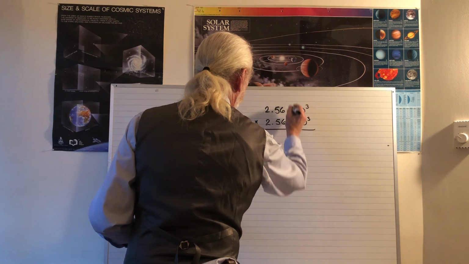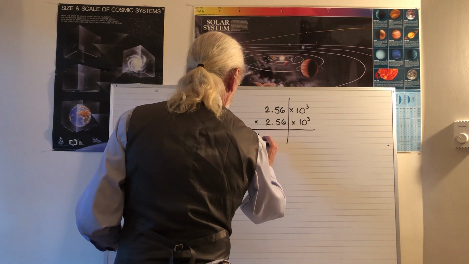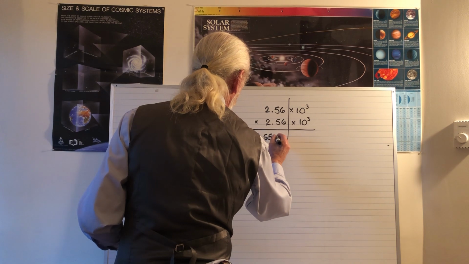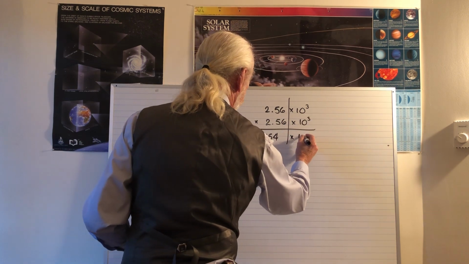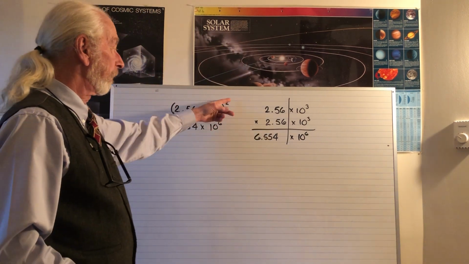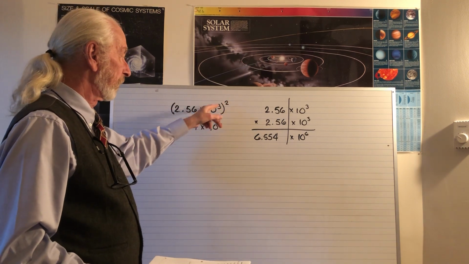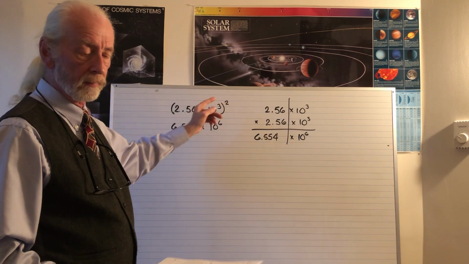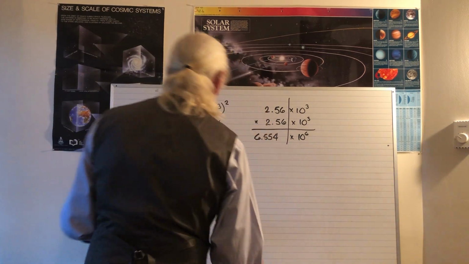Stack them, split them. Well, we already know what that equals. 6.554. And what do we do here? Well, we add the exponents, 10 to the 6th. Okay, so be aware of that one. That one will bite you. Okay, when you got exponents on either side like this, you're going to multiply them. Okay, next example. Example 2.